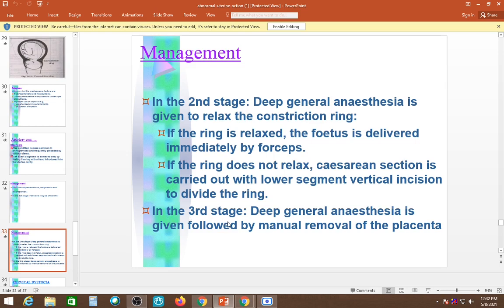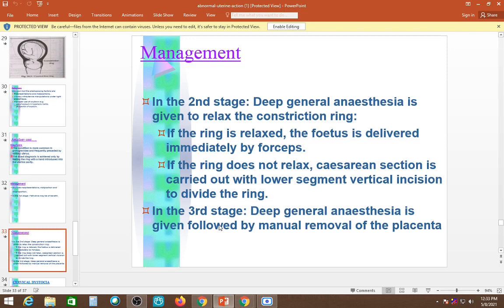Let's remember: in the first stage, pethidine will be given. In the second stage, deep anesthesia will be given, with immediate and quick delivery by forceps. But if it's not relaxed, LSCS with vertical incision will be done. Because the ring, as you have seen, constricts at the junction between the upper segment and lower segment.